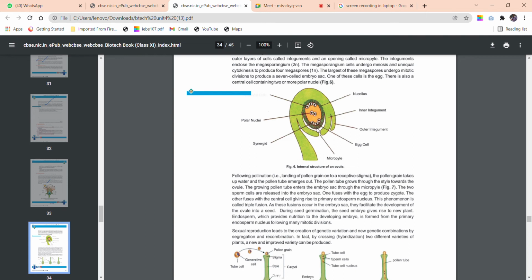Okay. Then polar nuclei that make the endosperm, and then the antipodal cells, okay, antipodal nuclei. So there are 8 nuclei in the ovule. That is opposite of the egg cell.